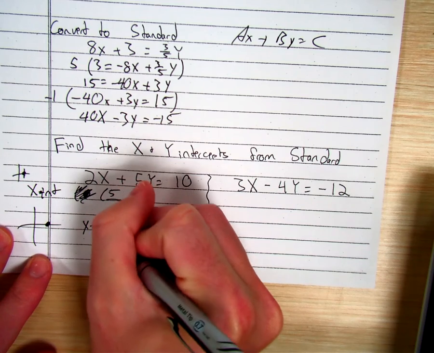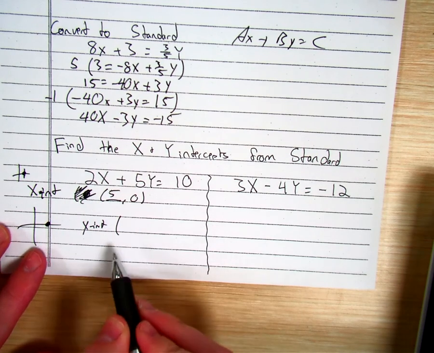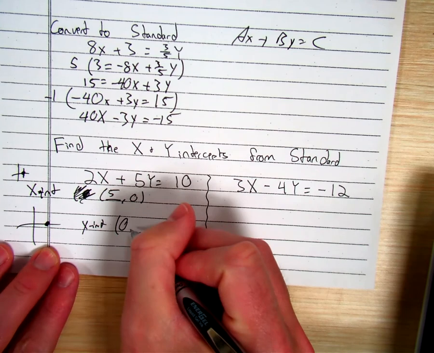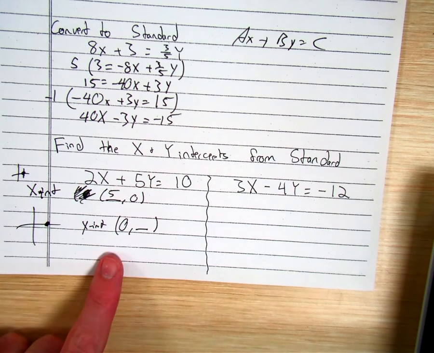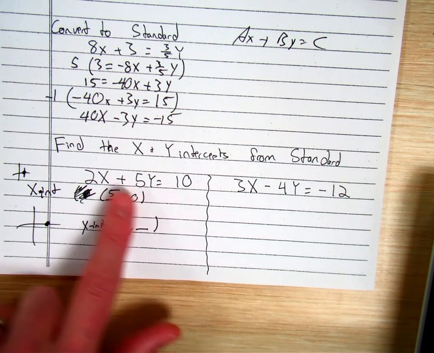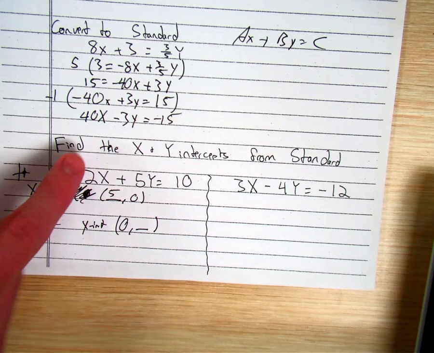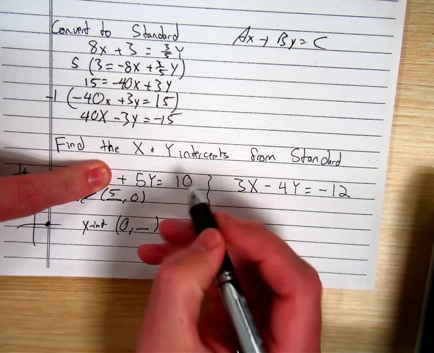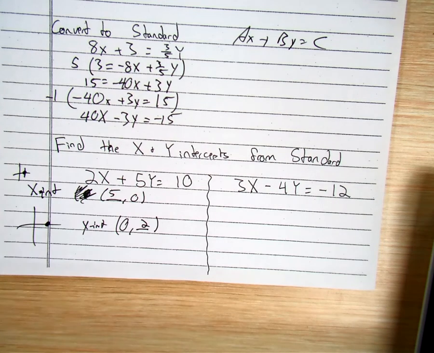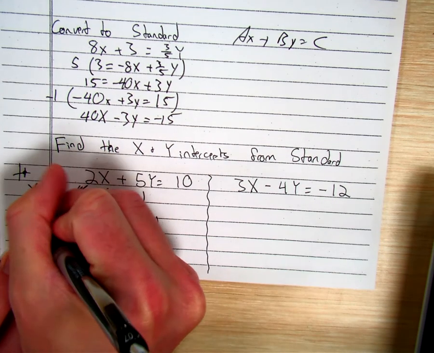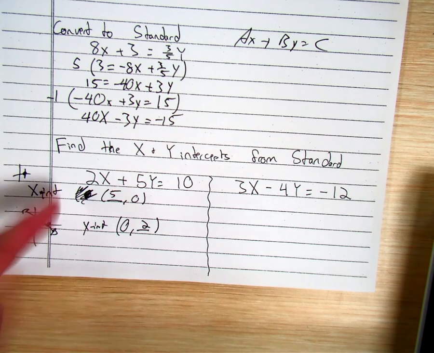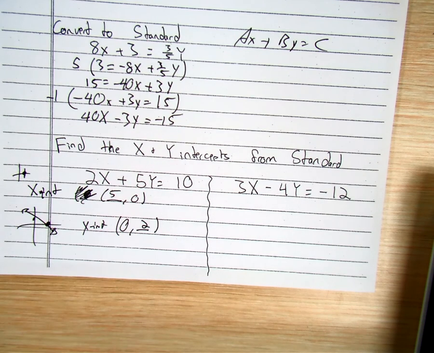Then my y-intercept is just the opposite thing, right? My y-intercept, where it crosses the y-axis, would be where my x is 0. So this is going to be 0, comma something. Same thing. If I want to know my y-intercept, I cover up the x. 2 times 0 is 0. Boop, it's gone. You cover up the x. 5y equals 10. Y is 2. Super easy. 0, comma 2. And then there's your 2 points, and you can draw your line. So it's really easy to get intercepts from that.